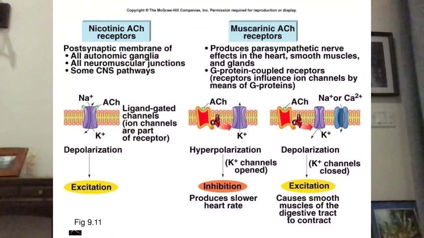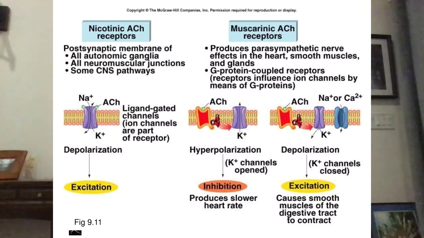The other type is a muscarinic receptor, which also responds to ACH. But those are G protein coupled receptors, and it just depends on the cell that's being innervated. One type of G protein receptor can open a potassium channel. Potassium moves out, that's hyperpolarization. So you've inhibited the heart rate. You slow the heart rate down. Your vagus nerve slows your heart rate down. That's how it does it.